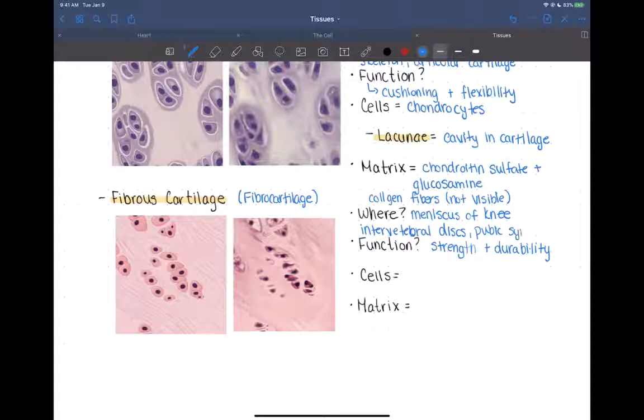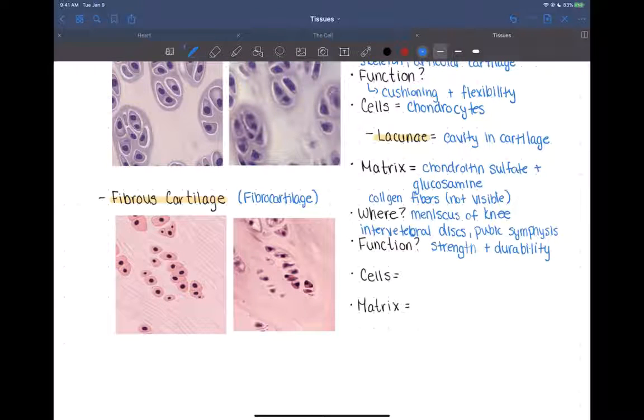And then it's also found in the pubic symphysis. You'll learn about this when you learn about bones, but it's a little tiny piece of fibrocartilage on the anterior part of your pelvis that links your right and left pelvic bones together.